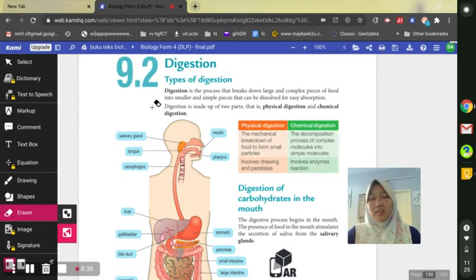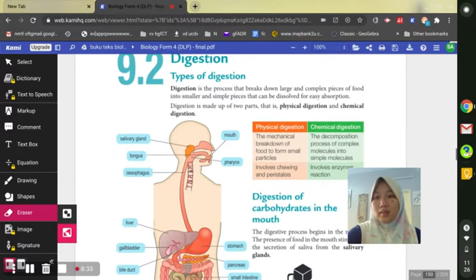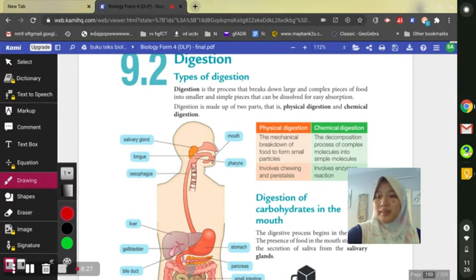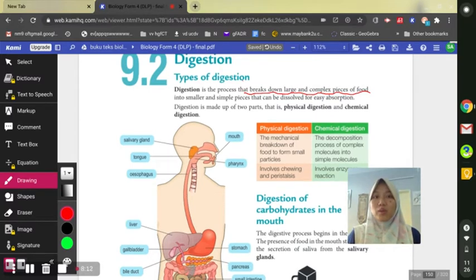6.2. Digestion means the process of breakdown. The keyword here is breakdown. Breakdown of large and complex pieces of food into simpler and smaller pieces of food so it's easy for absorption. Why do you need to absorb? Absorb to be used in our body later on. So the keyword here, digestion, is breakdown. Large and complex molecules into smaller and simple molecules.